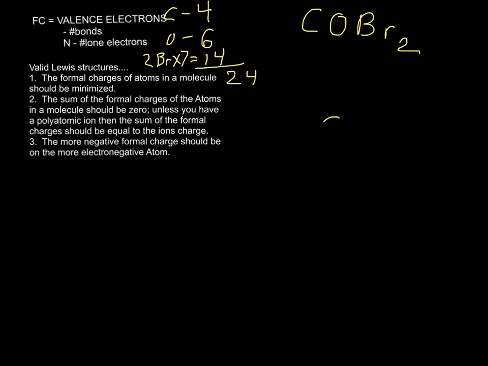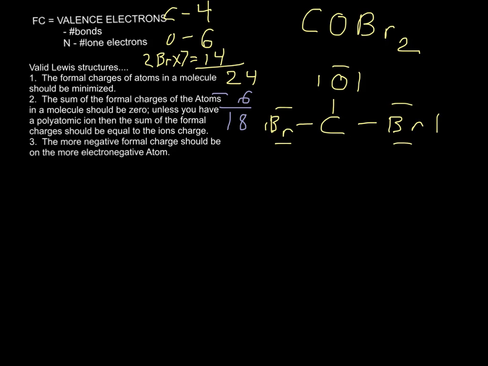Carbon's present, so by default I can decide it's going to be my central atom with everybody attached to it. That costs me 6 of my electron pool. That leaves me with 18. Make my outlying atoms happy. 2, 4, 6, 2, 4, 6, 2, 4, 6. That uses up my last 18 electrons.